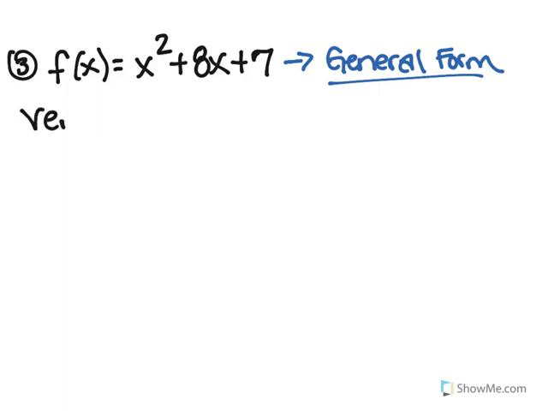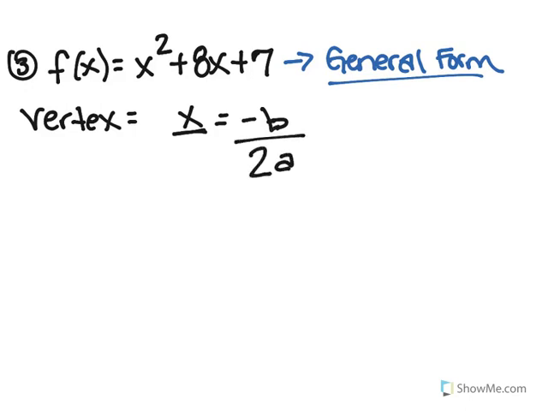Now, you can do completing the square to find that vertex, but that method doesn't work as cleanly as the formula method, okay? So I'm going to show you the formula method. To find the x coordinate of the vertex, you're going to do minus b over 2a. Minus b over 2a.